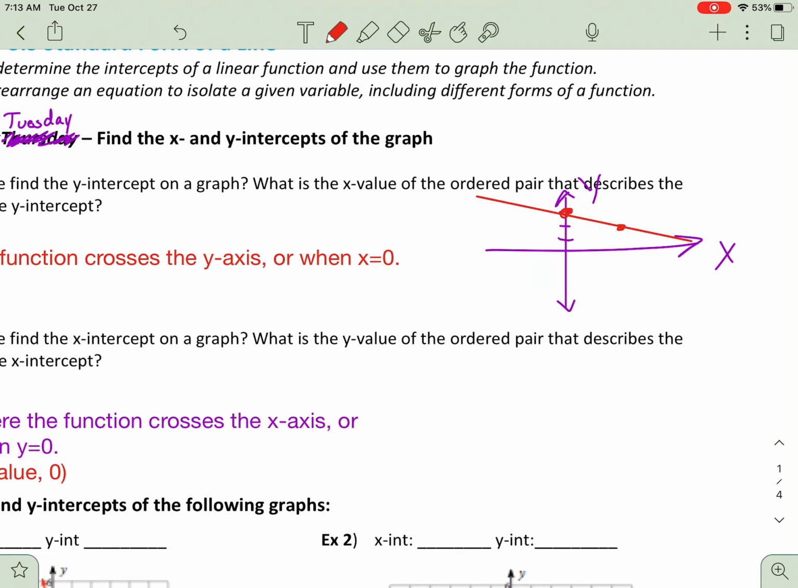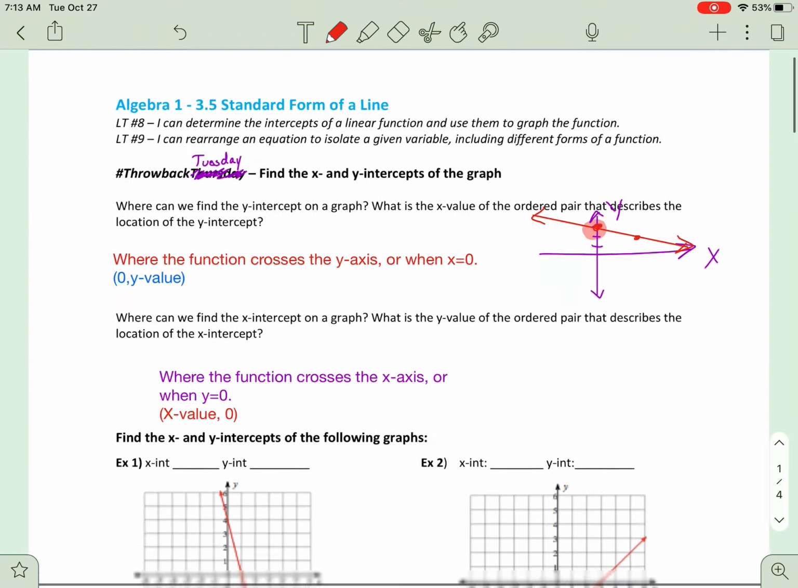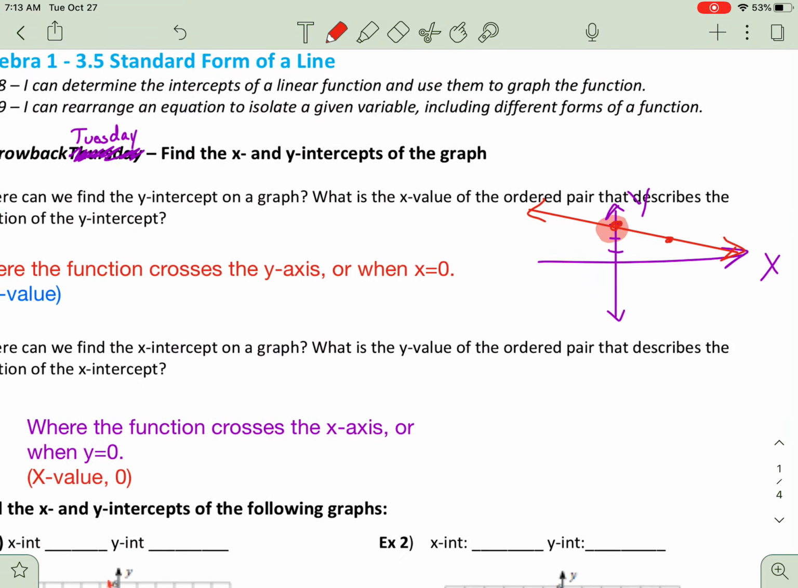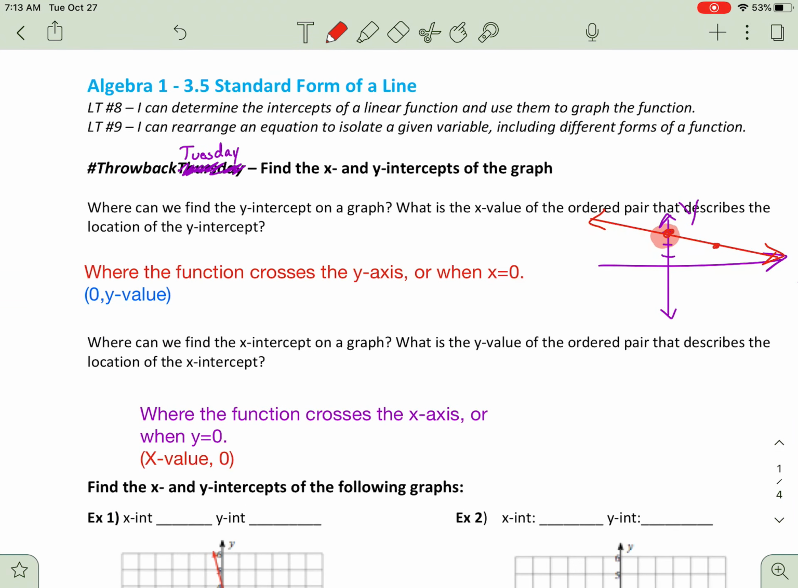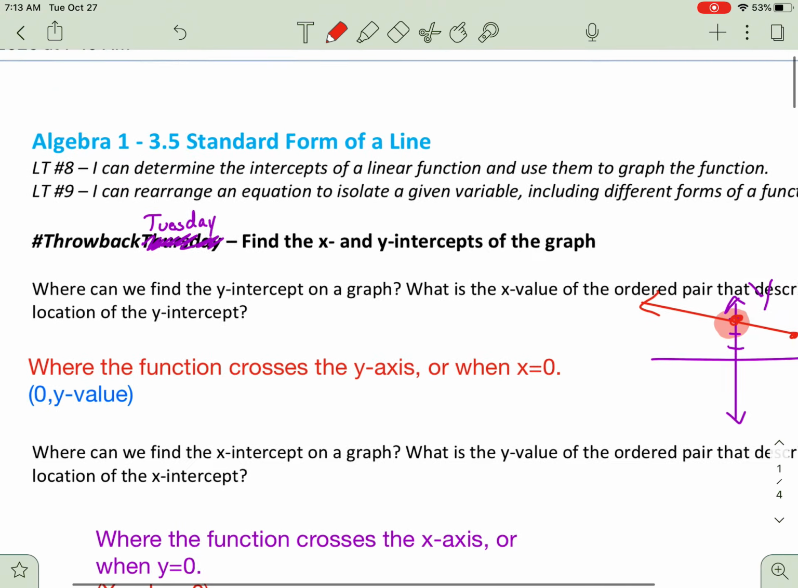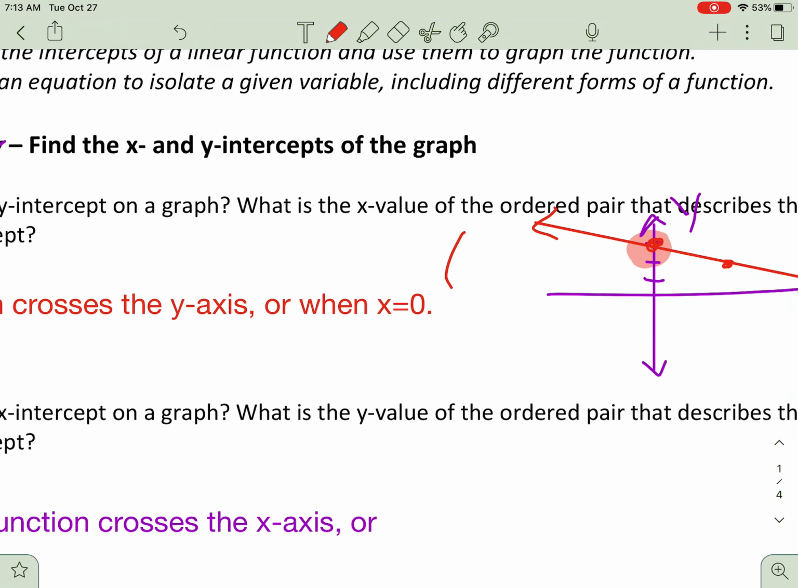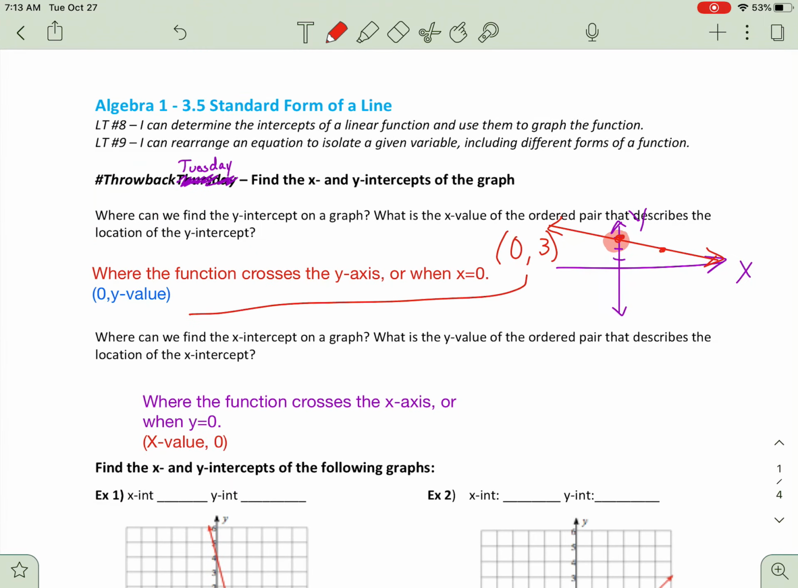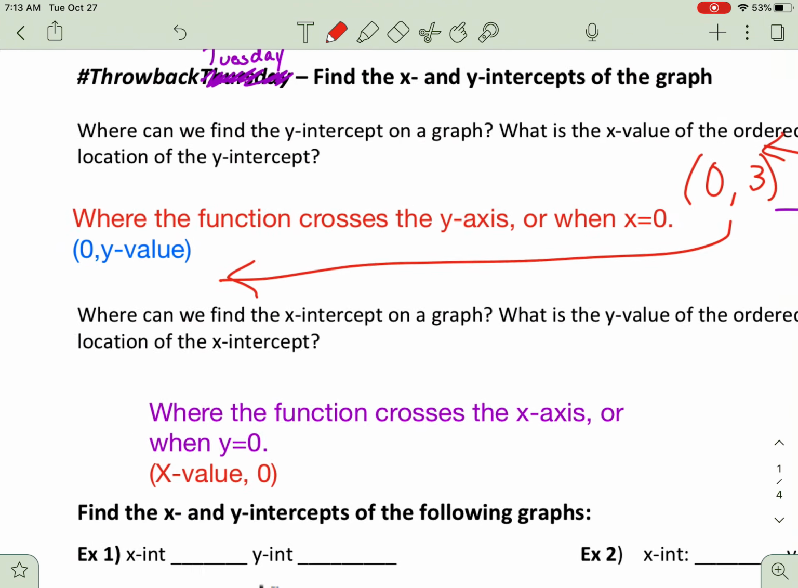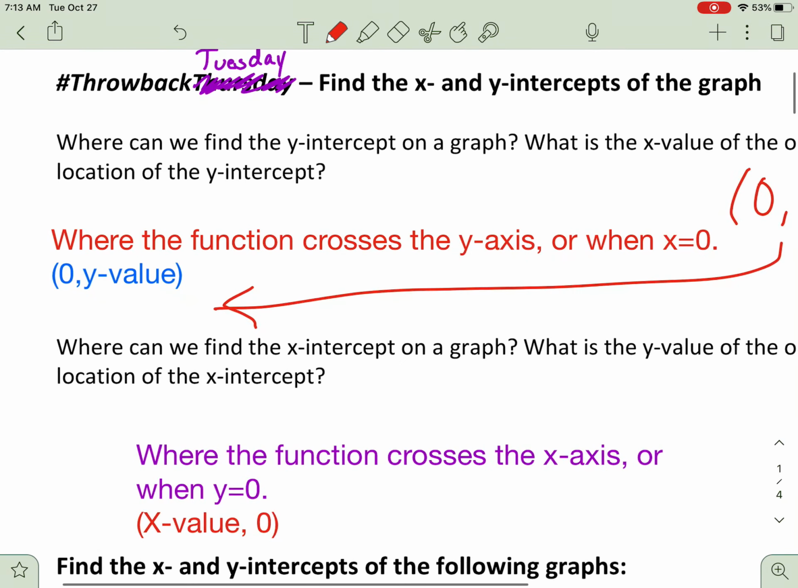Okay, so it's where it crosses that y-axis, right? And it would be right there. Okay, so that's a y-intercept because it touches the y-axis at that point. And then it says, what is the x value of the ordered pair that describes the location of the intercept? So if you were to write this one as an ordered pair, it would be 0, 3, right? Because that's the y value. And that's basically what it says. Every single time if you're looking for the y-intercept, it'll be 0, a number, right?